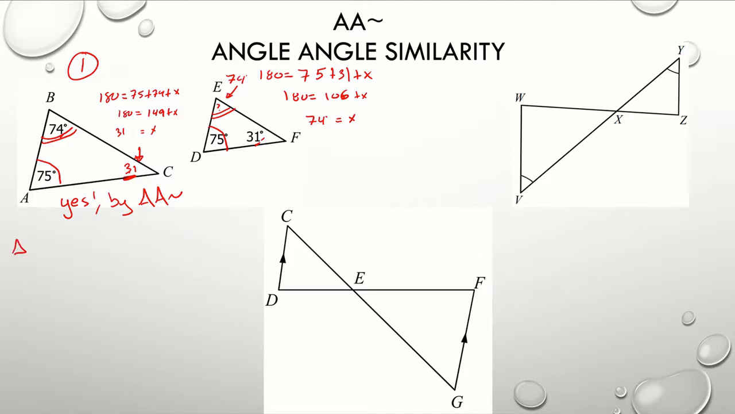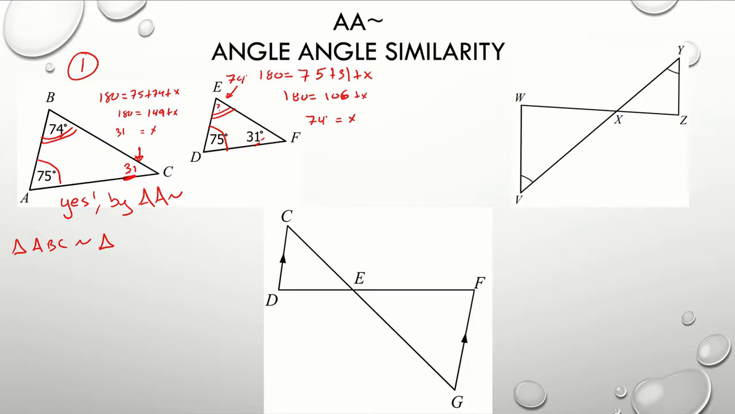The first triangle doesn't really matter. So I can say triangle ABC. I could have said triangle BCA. I could have said triangle CBA. It does not matter, right? What does matter is that second triangle. That second triangle has to match everything from the first triangle exactly.